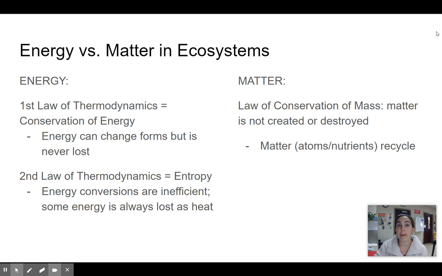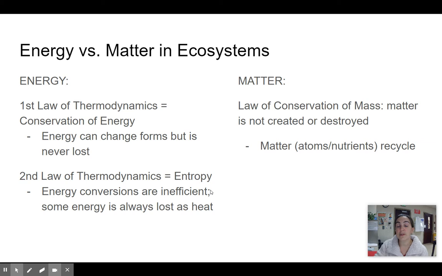One important thing to remember as we talk about ecosystems is that living things and the ecosystems they live in have to follow these laws of thermodynamics as well. There are two laws of thermodynamics that we'll talk about a couple times in biology. One is conservation of energy. The energy can change forms, but it's never completely lost.